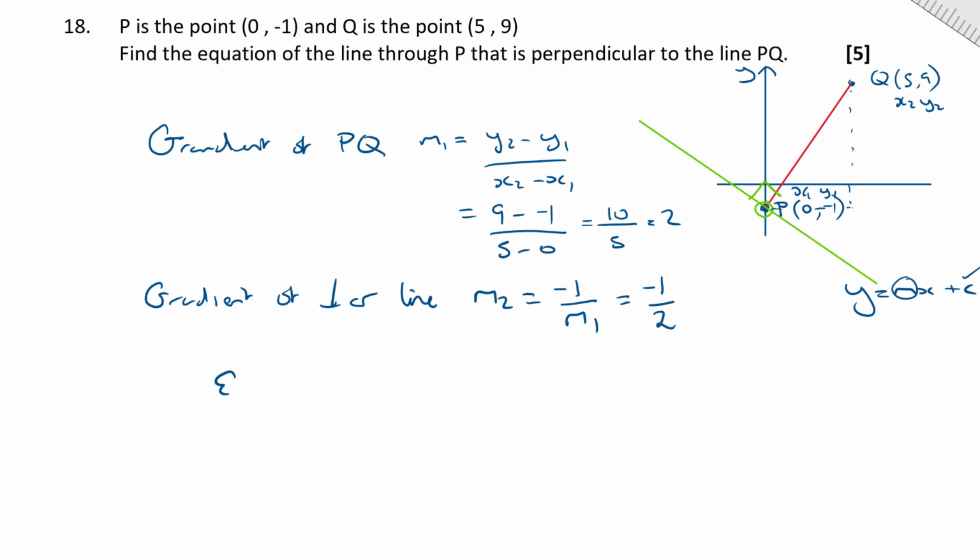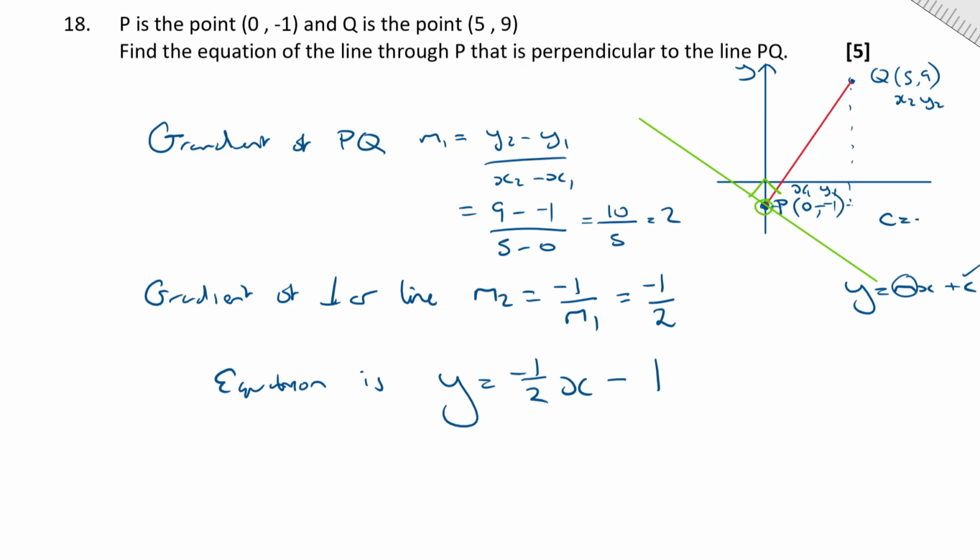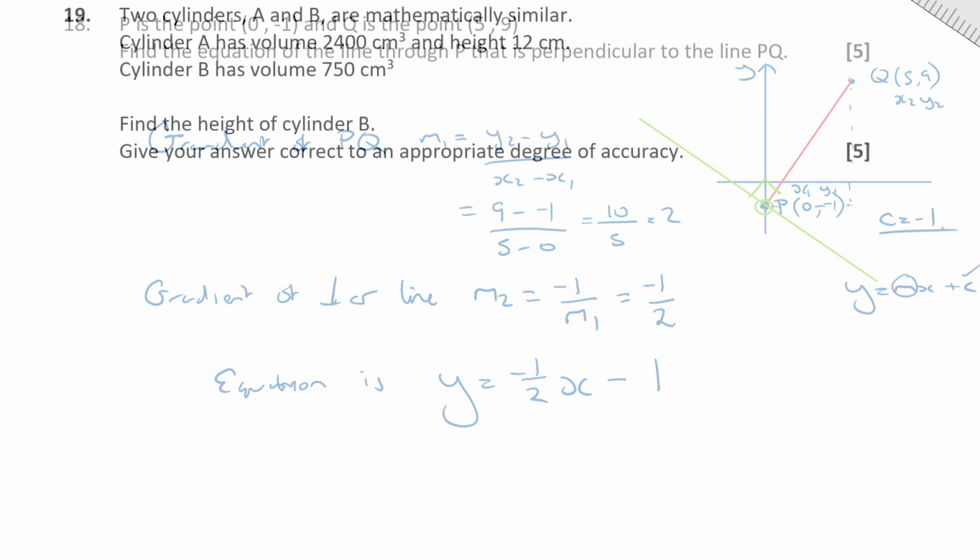So then the equation of my line is going to be y is equal to the gradient, which we found to be -1/2, x, plus the y-intercept that we already know is -1. So it's y equals -1/2 x minus 1, because we already knew that c was -1 from the diagram. Okay, and that's the complete equation. We found it.